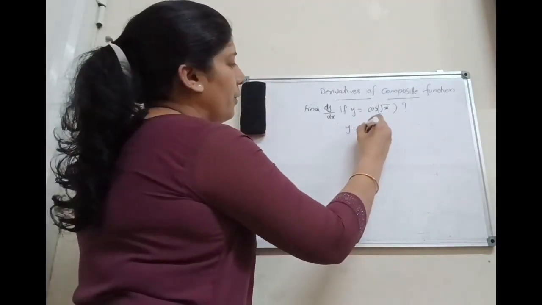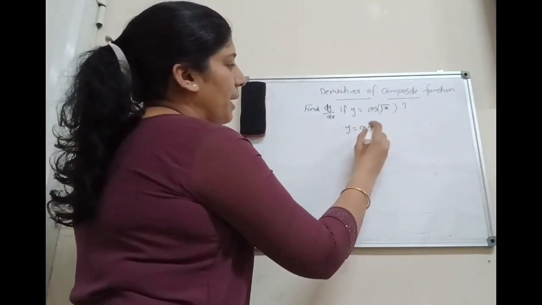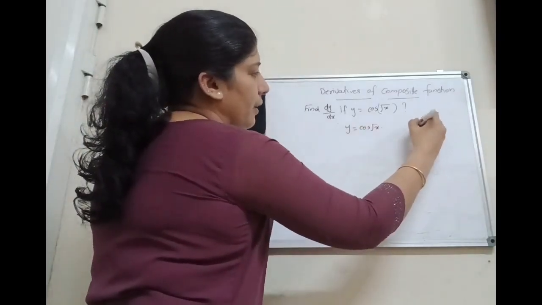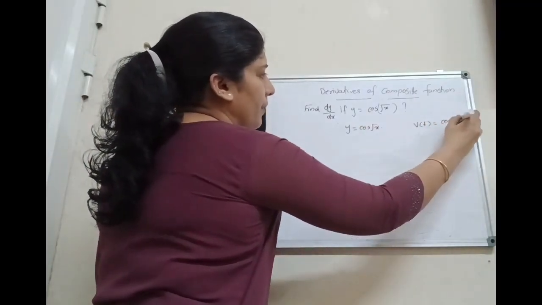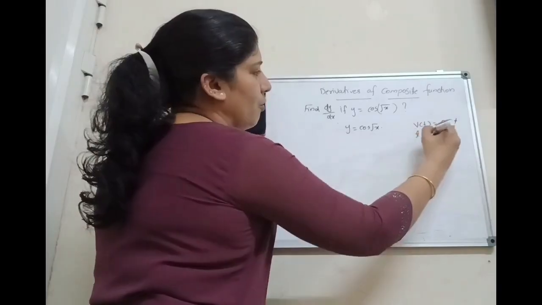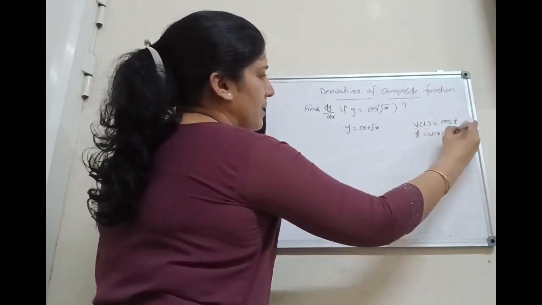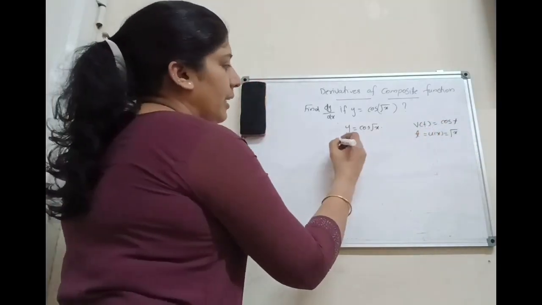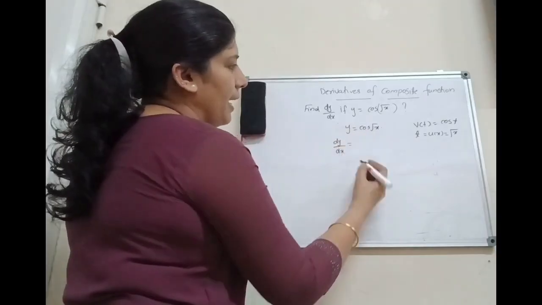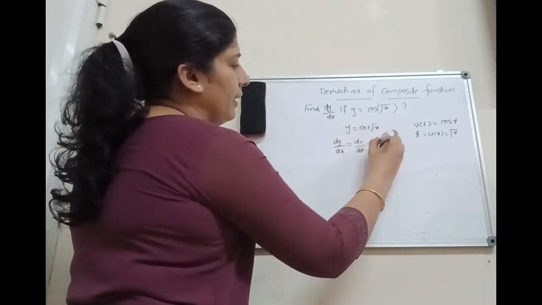Here given y equal to cos of root x. Then y can be expressed as the composition of two functions, that is, v of t equal to cos t, and here t is equal to u of x equal to root x. Then next we can consider dy by dx. Dy by dx can be written as dv by dt into dt by dx.